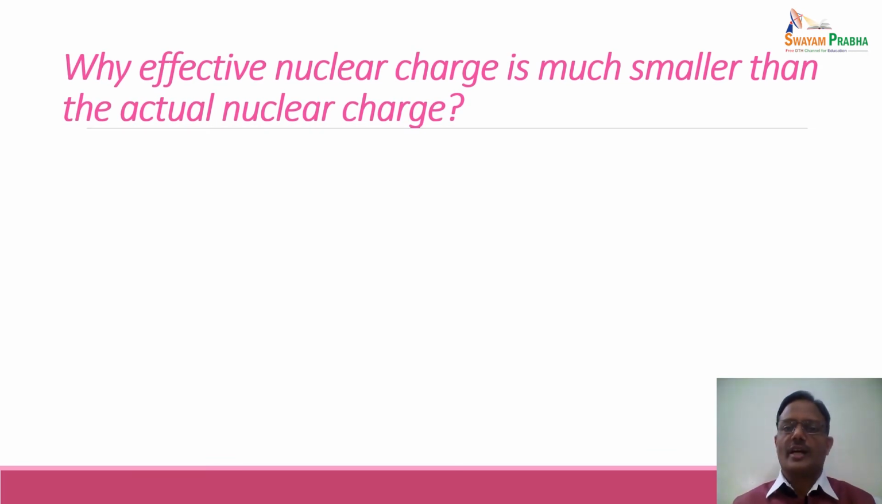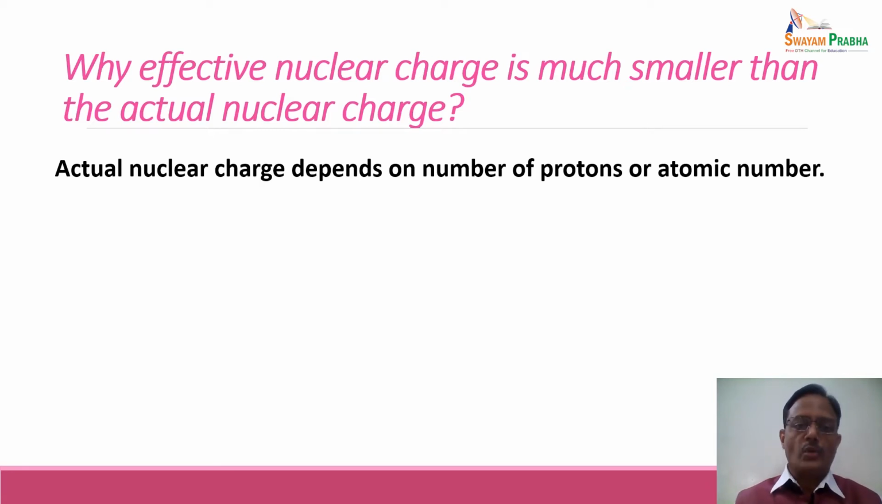Why is the effective nuclear charge much smaller as compared to the actual nuclear charge? We know that the actual nuclear charge is equal to the number of protons present in the nucleus, or the actual nuclear charge is nothing but the atomic number Z of the nucleus. Now, the nuclear charge experienced by an electron present in a shell or subshell in an atom is called the effective nuclear charge. The actual nuclear charge depends on the number of protons, or what we call the atomic number.